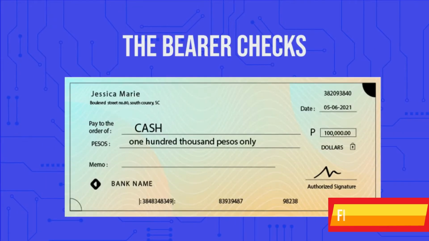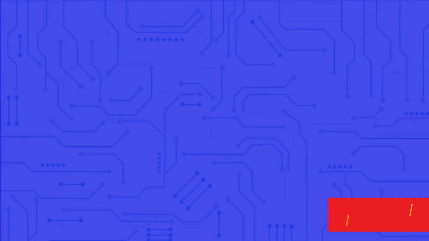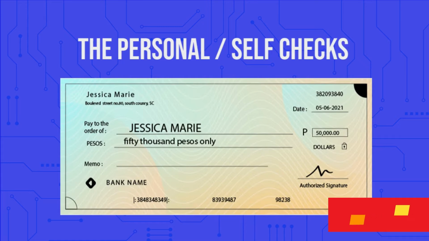The first type of check we want to show you is the bearer's check, which is payable to whoever is the holder, and the payee is not named. An example is if the check is payable to cash. Another one is the personal or self-check, which is payable to the drawer himself. Like this one, where the name of the owner and the payee's name are the same.